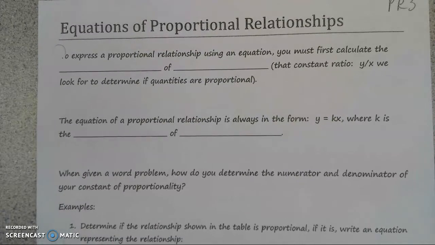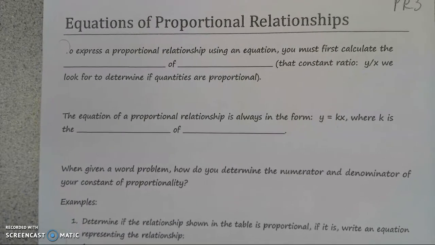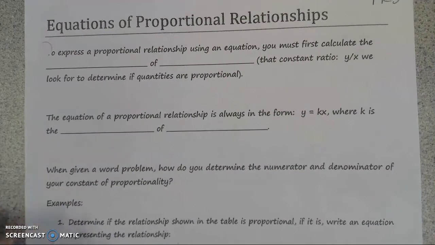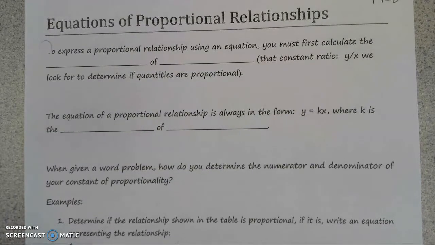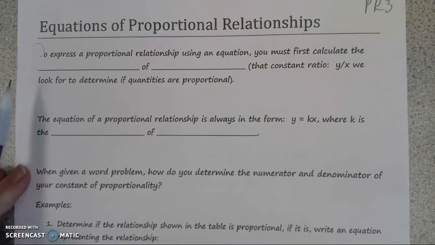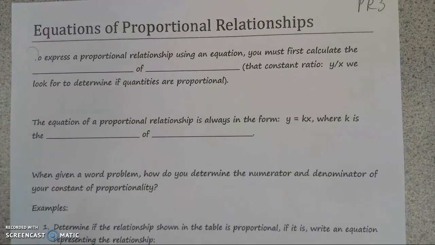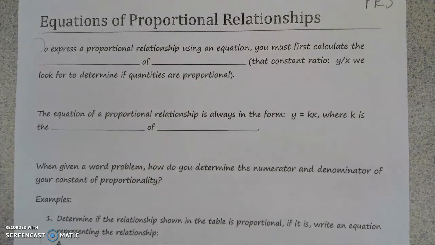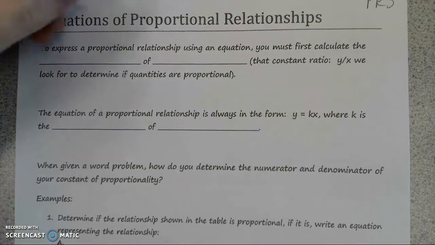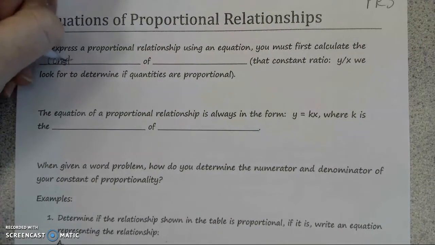Hey guys, today we're going to be talking about equations of proportional relationships. So at this point we've talked about proportional and not proportional relationships and what those look like in tables, and now we're putting them into equations. So up at the top it says to express a proportional relationship using an equation, you must first calculate the constant of proportionality.